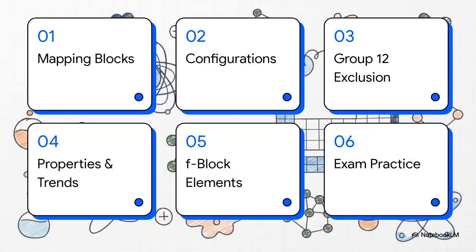We'll start by mapping out the D and F blocks, then hit configurations and stability rules, the group 12 exclusion, properties and uses, compare lanthanoids and actinoids, and wrap up with some crucial exam practice and a handy checklist.